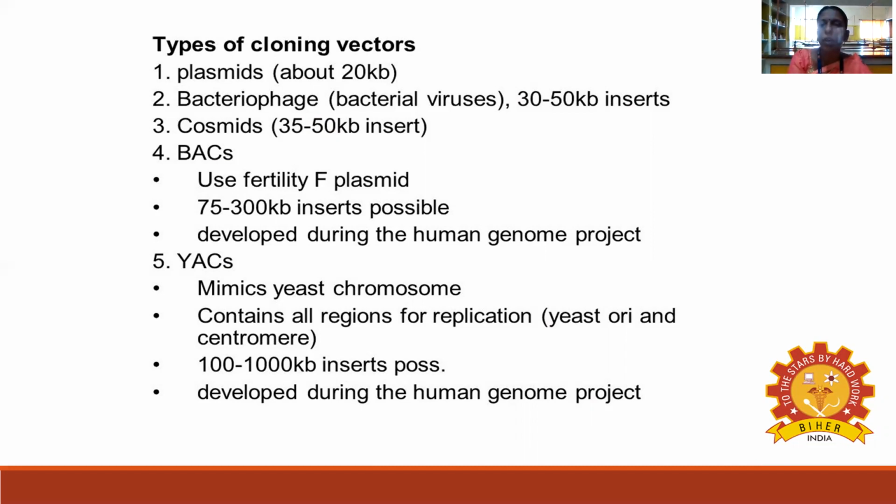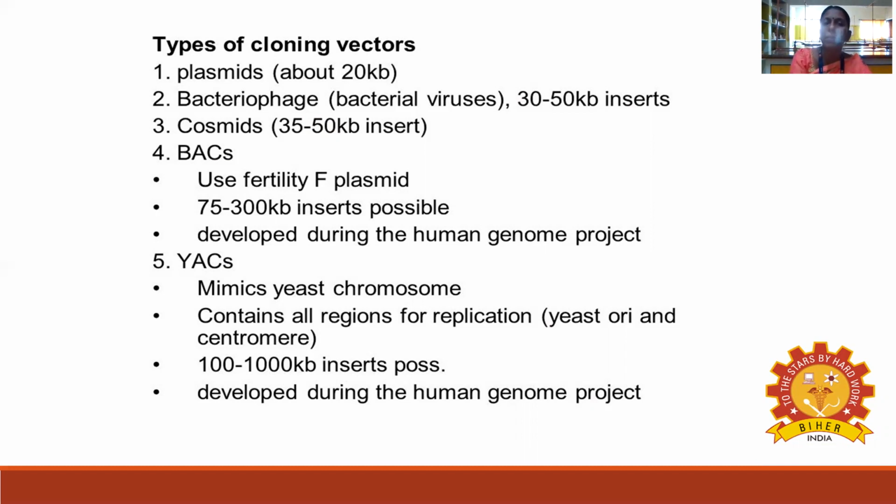Especially for bacterial viruses, it is called the bacteriophage. You can insert 30 to 50 kilo base pairs of DNA. Next is the cosmid. A cosmid contains cos sites, therefore the name: a plasmid combined with cos sites is called a cosmid. It can hold 35 to 50 kb of foreign DNA.